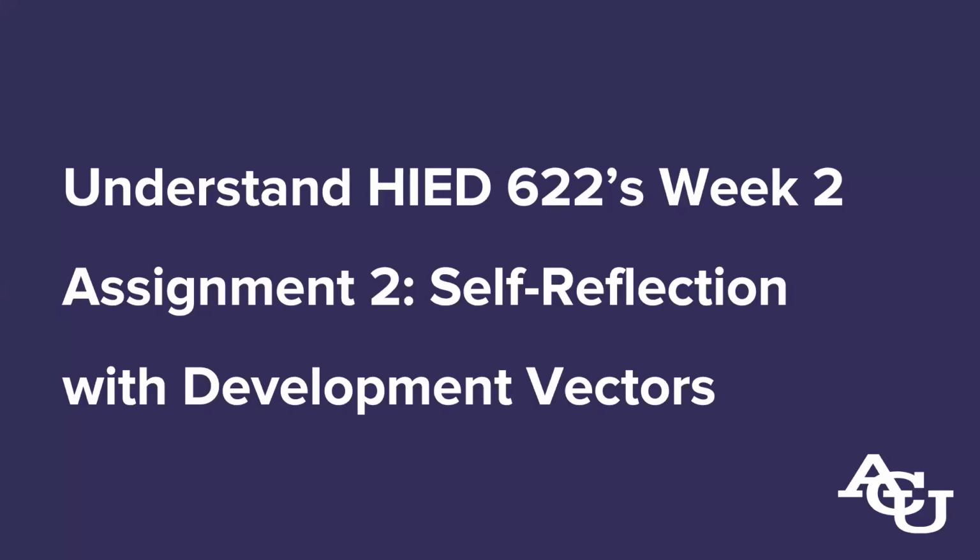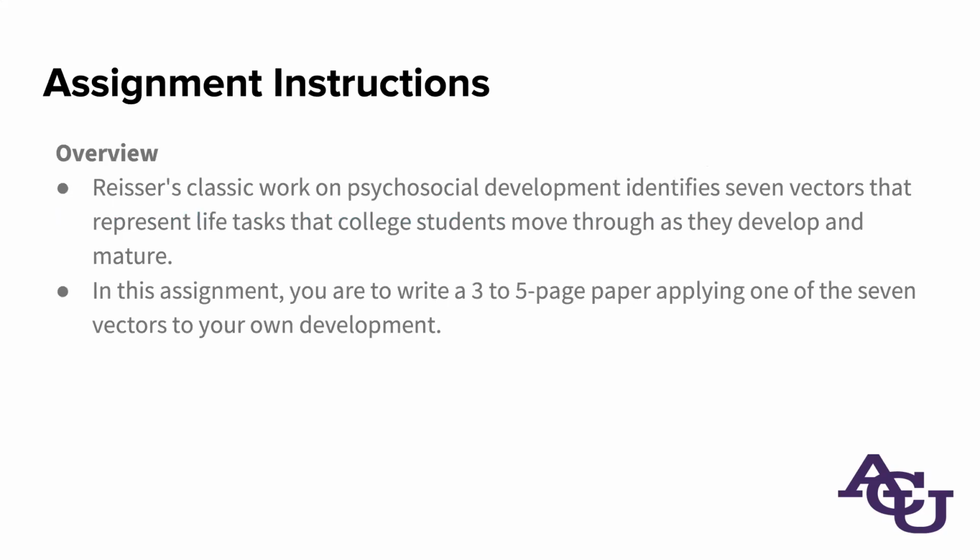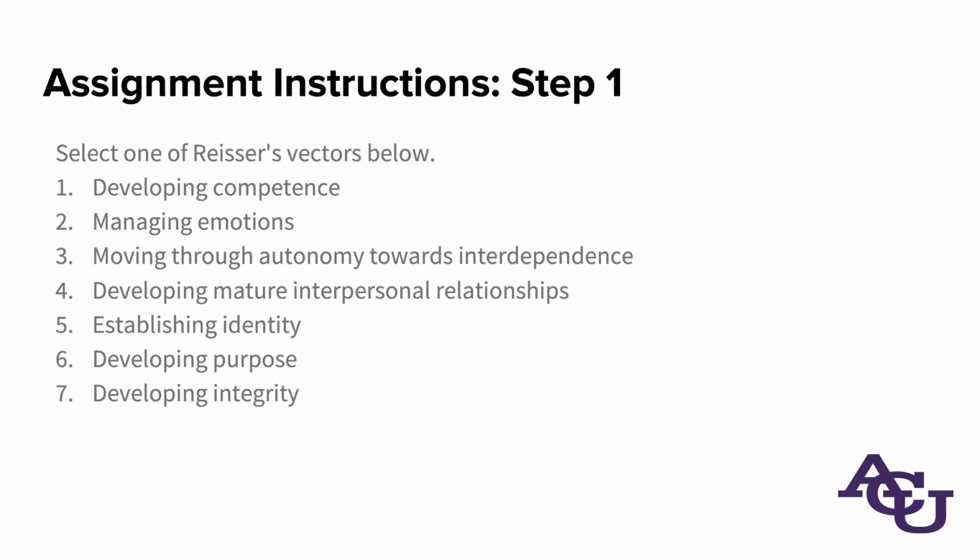All right, let's take a look at week 2, assignment 2 in HIED 622. So this is the self-reflection with development vectors assignment. And this particular assignment asks you to explore Chickering's work on psychosocial development, in which Chickering identified 7 vectors on different things that college students encounter. So ultimately, you're going to be applying one of these vectors to your own development, and they give you this list of the 7 vectors to use.